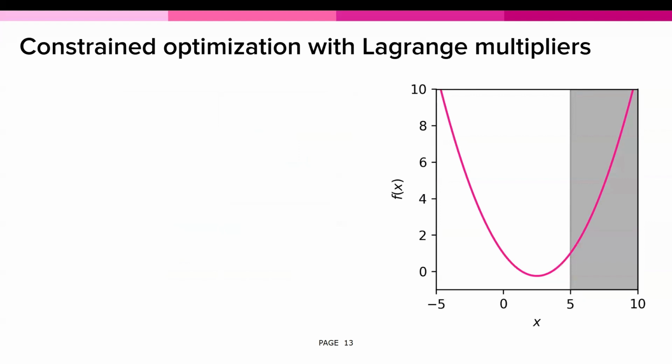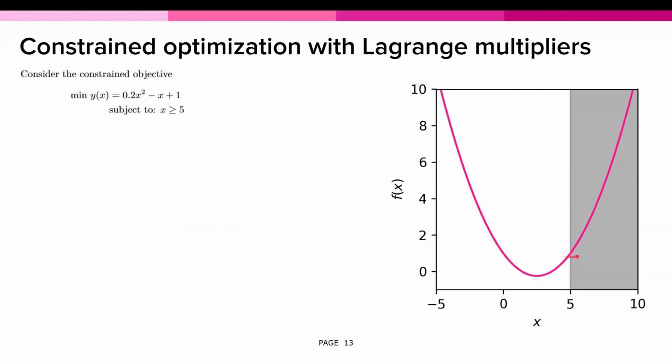Okay, so how can we solve a constrained optimization problem? So let's look at a simple problem, minimizing the quadratic function with the constraint that restricts the variable to be greater than or equal to 5. So this quadratic function that we're trying to minimize is shown in this graph on the right, where we can see a typical, characteristic U-shaped curve of a quadratic function.